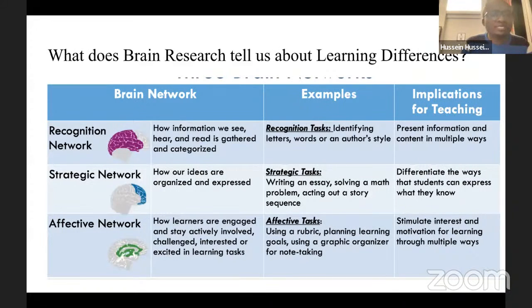Lakini another network tunaita affective network. Hii iko vipi? Affective, how learners are engaged and they stay active, involved, challenged, interested or excited in learning task. Sasa hii, for example, using a rubric, planning learning goals, using a graphic organizer for note taking.